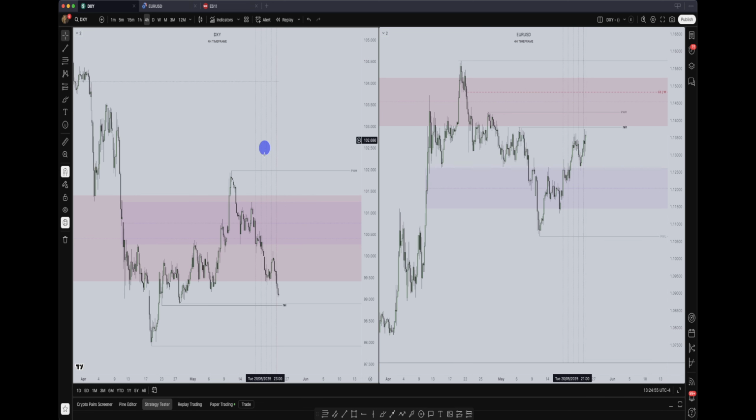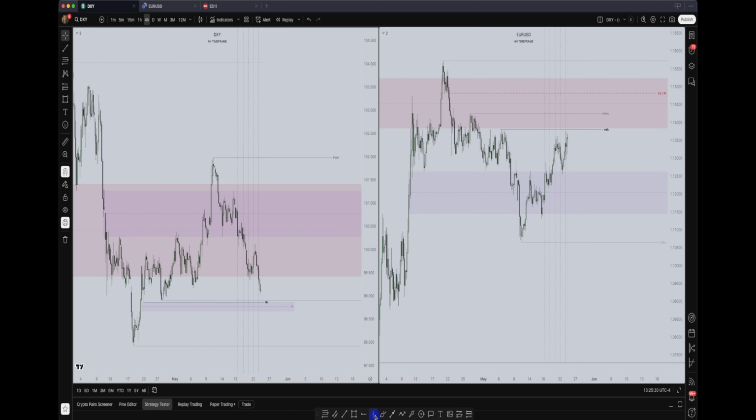So that's my bias for now. Waiting for this dollar index to reach these levels. Yeah, we have a 4-hour fair value gap here. Let's see how the price reacts here, and let's check for a market structure shift. And I think I'm waiting for that. So dollar will go up and EURUSD will go down.